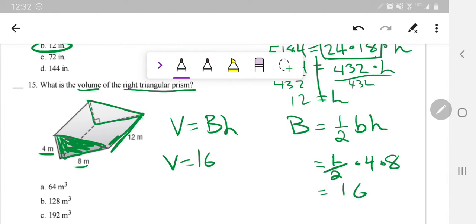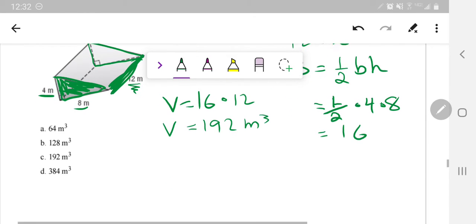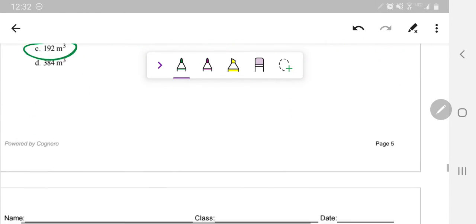So with this, now I know that volume equals big B is 16. The height of the actual prism is 12 because it connects the 2 base shapes, the 2 triangular base shapes. And when I multiply that, I get 192, and it's volume, so it's going to be meters cubed. So let's see, 192, there it is, meters cubed.